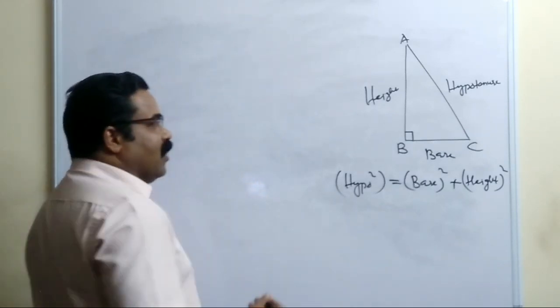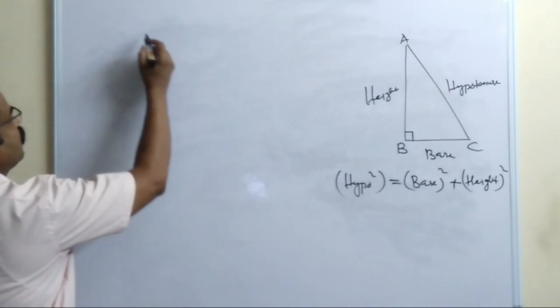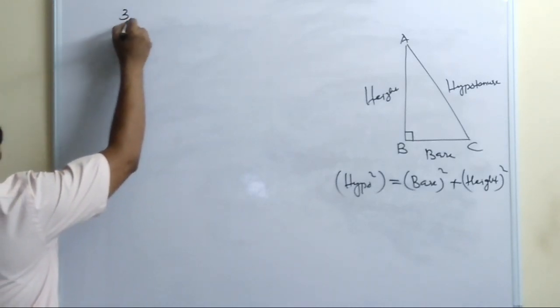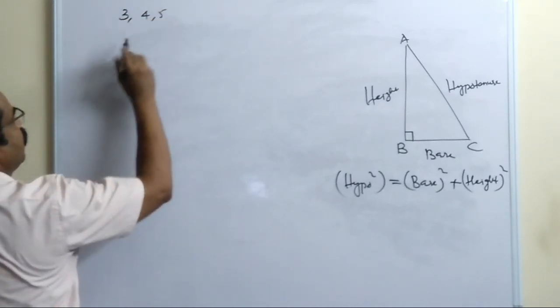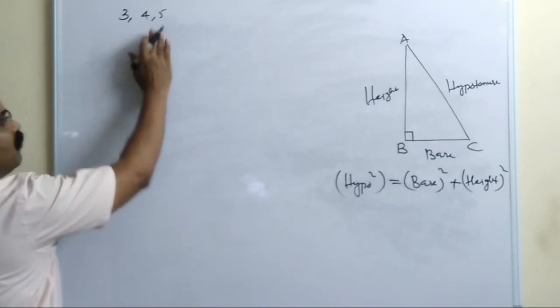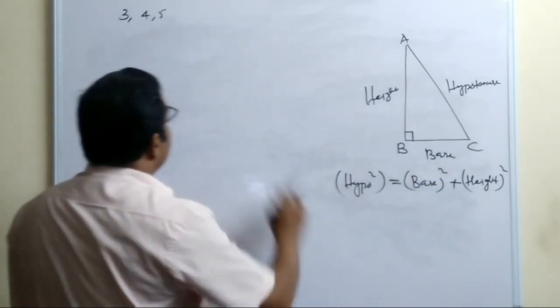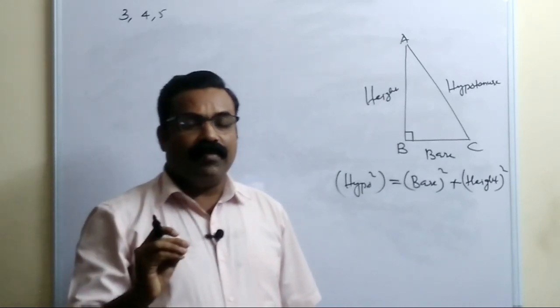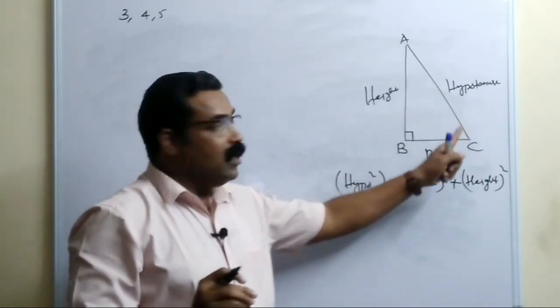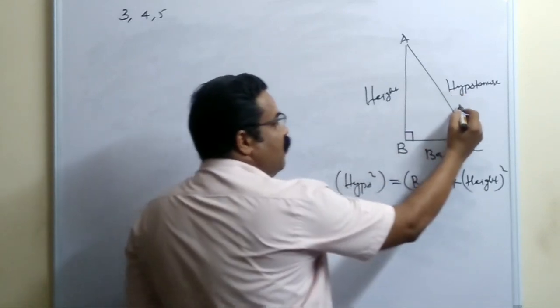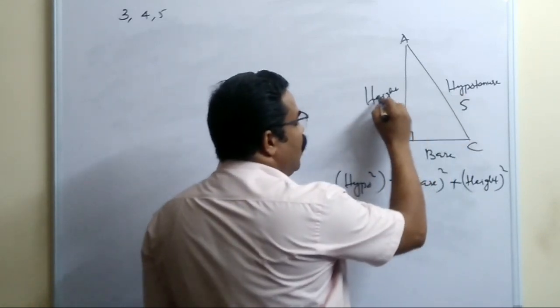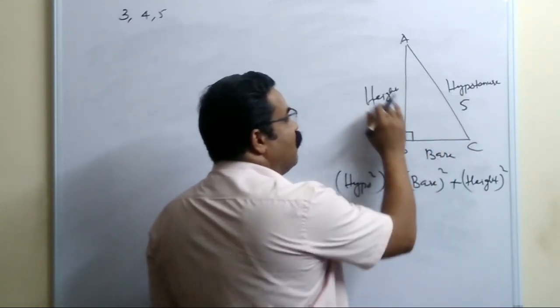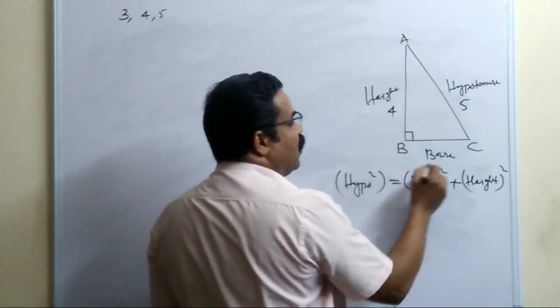So let us take a group of numbers. For example, first we are going to take 3, 4 and 5. Let us check whether these 3 numbers follow this rule or not. 3, 4 and 5, the highest number is 5, and the highest number always goes to the hypotenuse. So 5 will be here, and 4 and 3 you can place anywhere in base or height. For example, I am placing 4 here and 3 here.